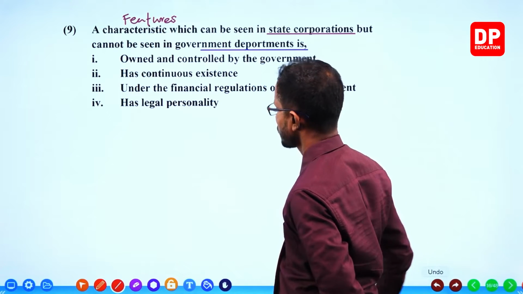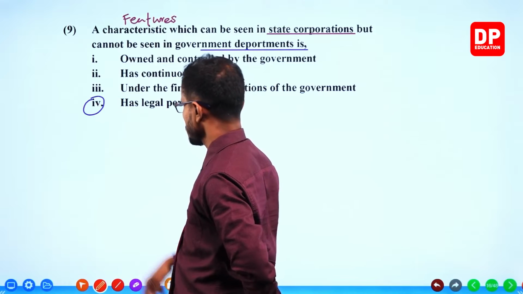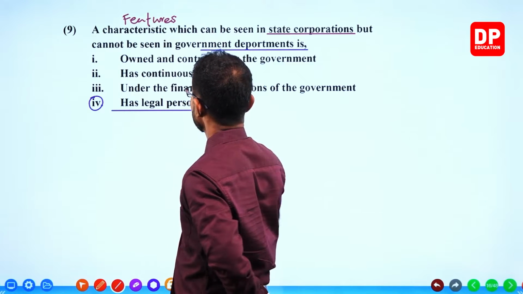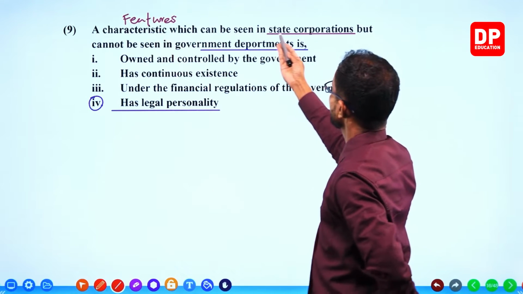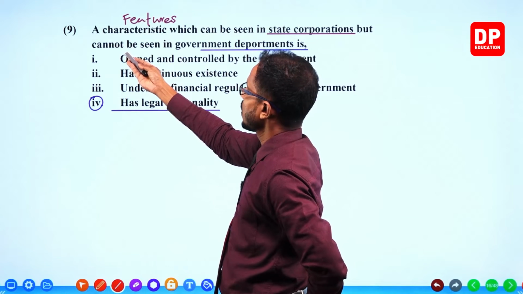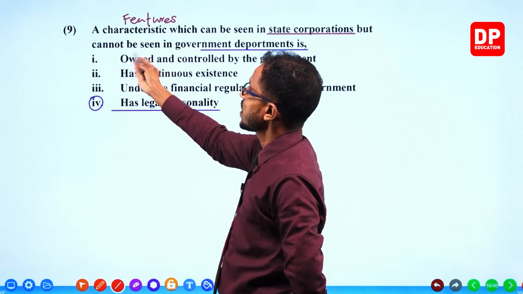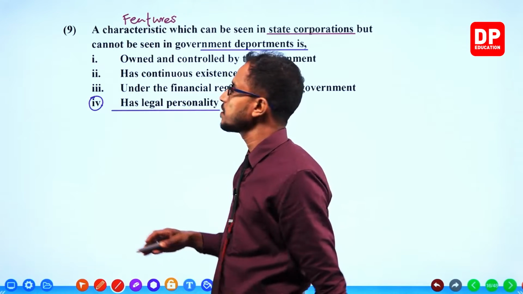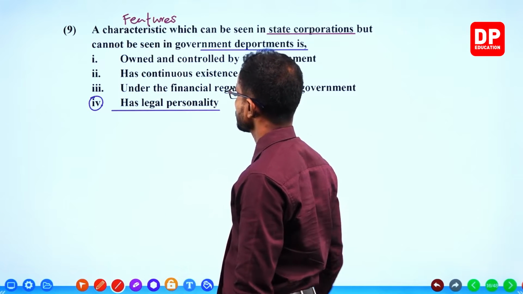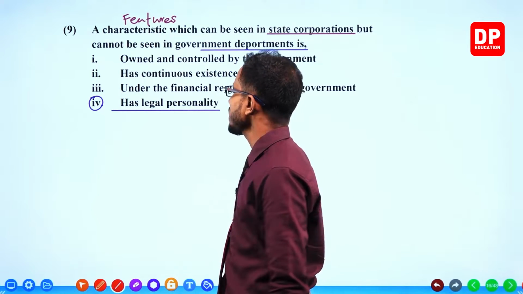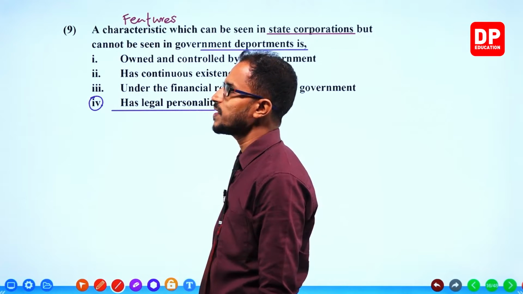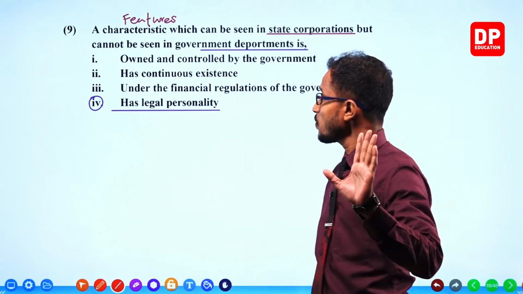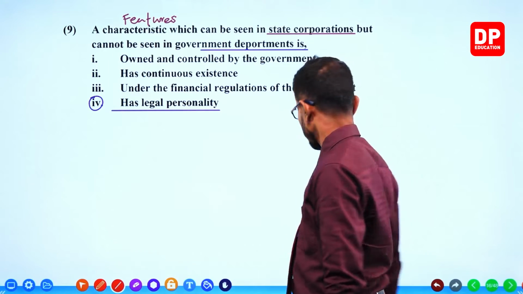This is the difference. This is the difference between state corporations, but not actually a feature of government departments. Government departments do not have a legal personality. The head of the department should be legally bound. No legal status for government departments.